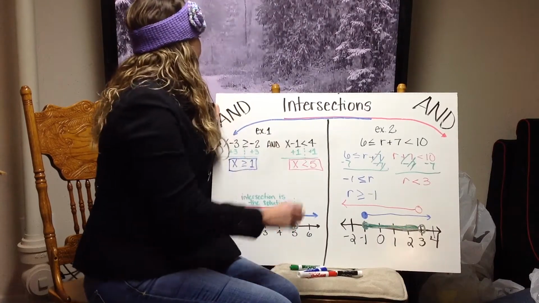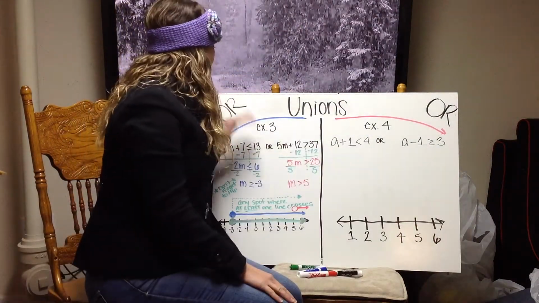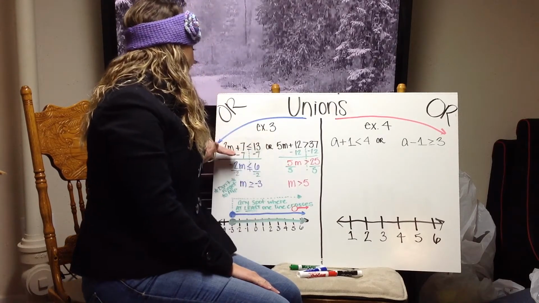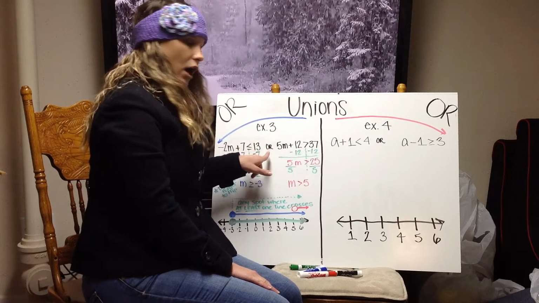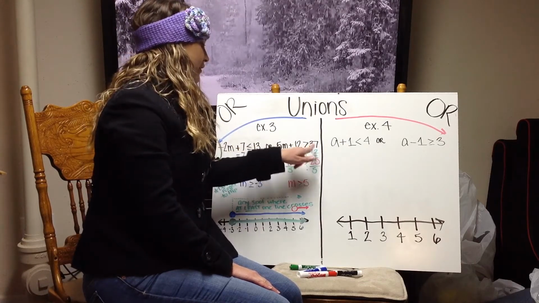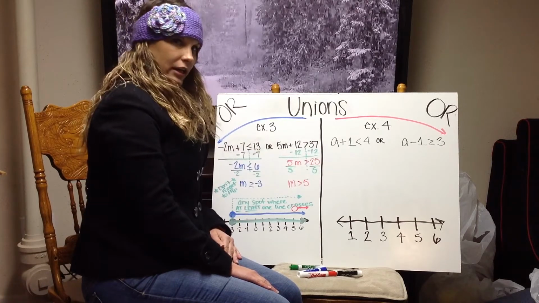Let's go ahead and look at some that have the "or" symbol. In example 3, we have negative 2m plus 7 is less than or equal to 13, or 5m plus 12 is greater than 37. Again, we're going to solve that as we would a normal equation.